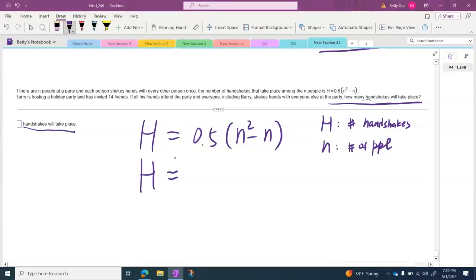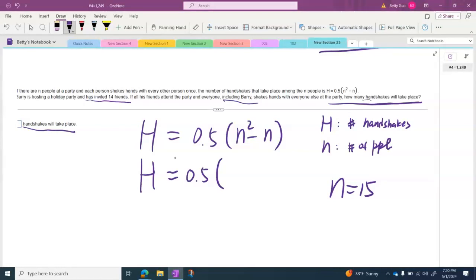In order to know the value of H, we have to know the value of N. Is the value of N given? Let's see. He invited 14 friends, including Barry, 15. So N is 15. Then just plugging in, right? So you have 0.5 here. You have 15 squared minus 15.